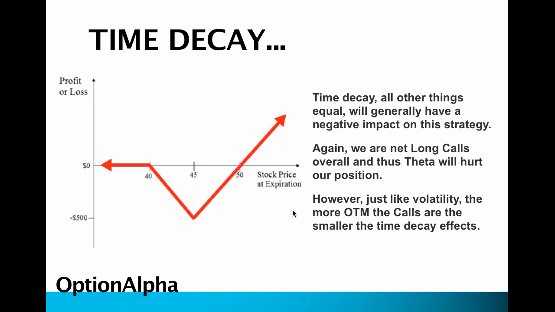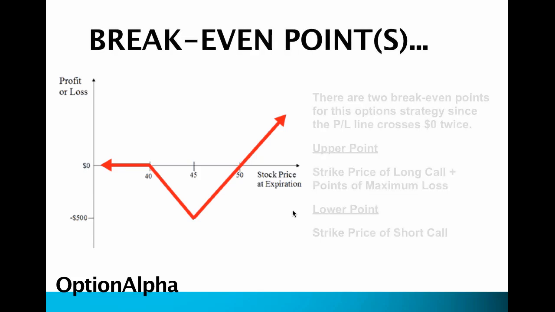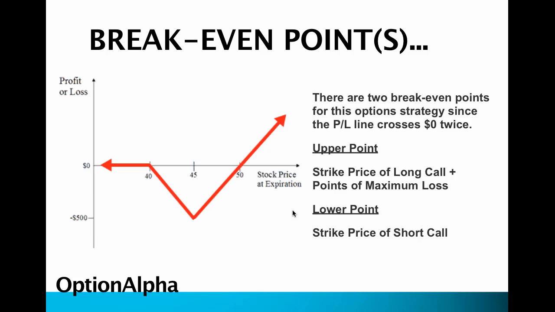So the more out of the money your long call options are, the smaller the effects of time decay overall. Now, break-even points, again, are a little bit more complex to calculate, but we're going to go over both of them here. You can see we have 2 break-even points since this strategy crosses the profit-loss line twice. The upper point is going to be the strike price of the long calls plus the maximum loss that you can incur. In this case, the strike price is 45. The maximum loss we can incur is 500, so we're going to add that to 45, $5 per option, and that gives us that $50 strike right here.